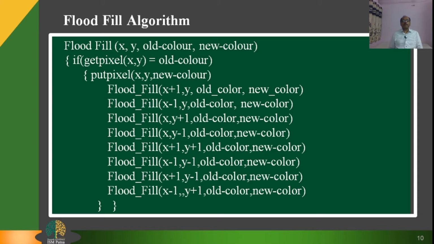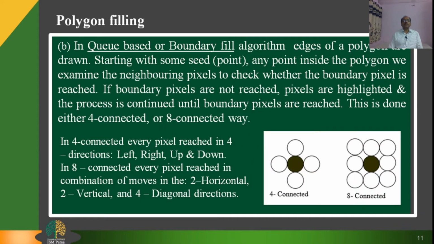The other way by which this filling is done is queue based, which is also known as the boundary fill algorithm. In this method, edges of the polygon are drawn, starting with some seed point, as in the earlier case. Any point inside the polygon, we examine the neighboring pixels to check whether the boundary pixel is reached. If boundary pixels are not reached, pixels are highlighted, and the process is continued until boundary pixels are reached. Boundary defined regions may be either 4 connected or 8 connected.